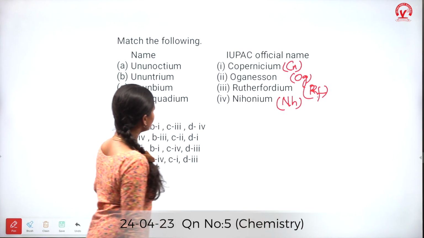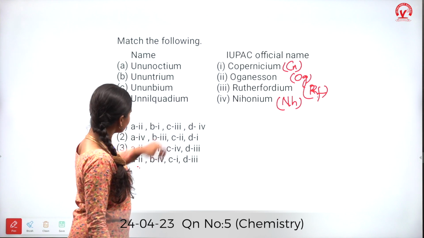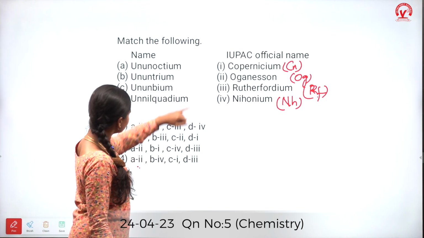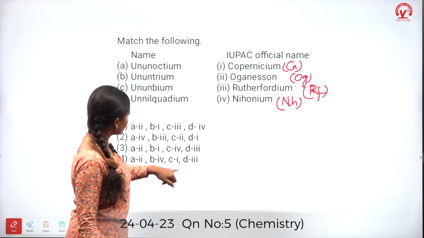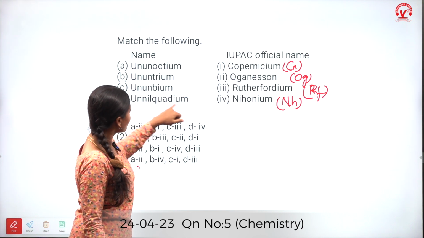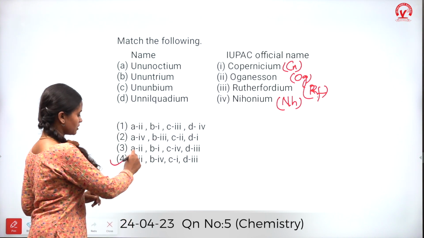So the option is 4. Ununoctium is oganesson, ununtrium is nihonium, 2 is 4, ununbium is copernicium, 1, ununquadium is oganesson, option 3. So the correct one is option 4.